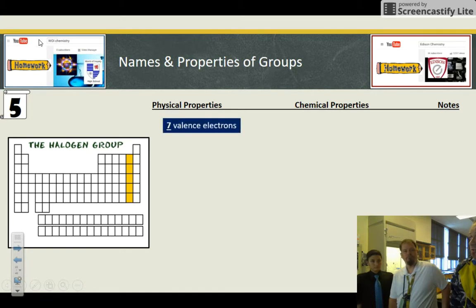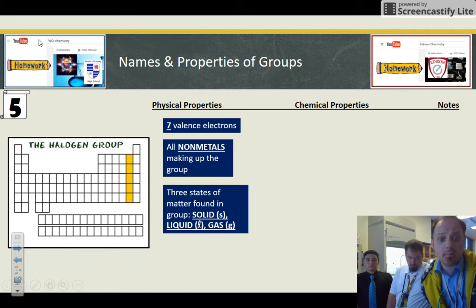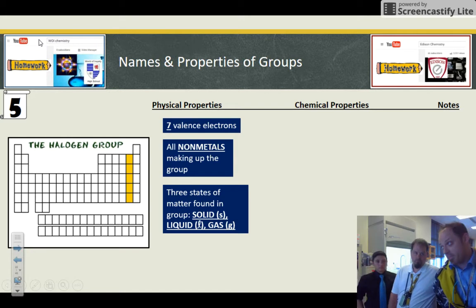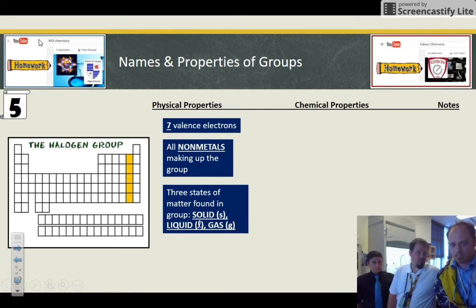Okay, halogens. Physical properties. So these are the first non-metals. They have 7 valence electrons. There's 3 states of matter represented in this group. Solids towards the bottom, liquids smack dab in the middle with bromine, and then the gases are at the top. Yes, I've seen that as a multiple choice question.